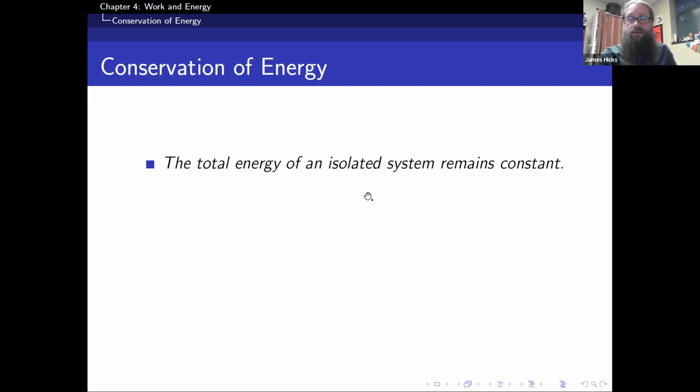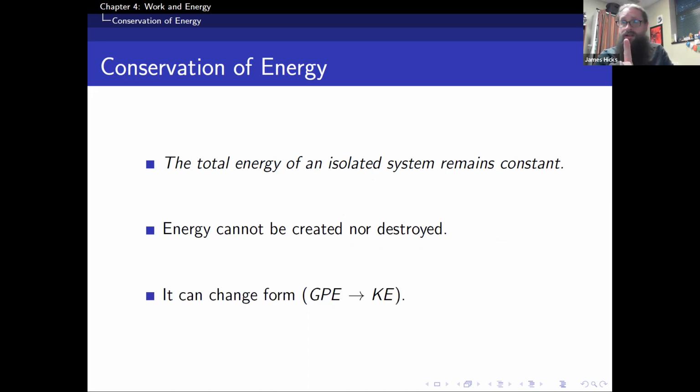So if I have a system that's completely isolated, its total energy remains constant. That's another way of saying energy cannot be created or destroyed. But you can make it change form. And this happens all the time, going from kinetic to gravitational, or from some other form of potential energy to kinetic energy, all the time.